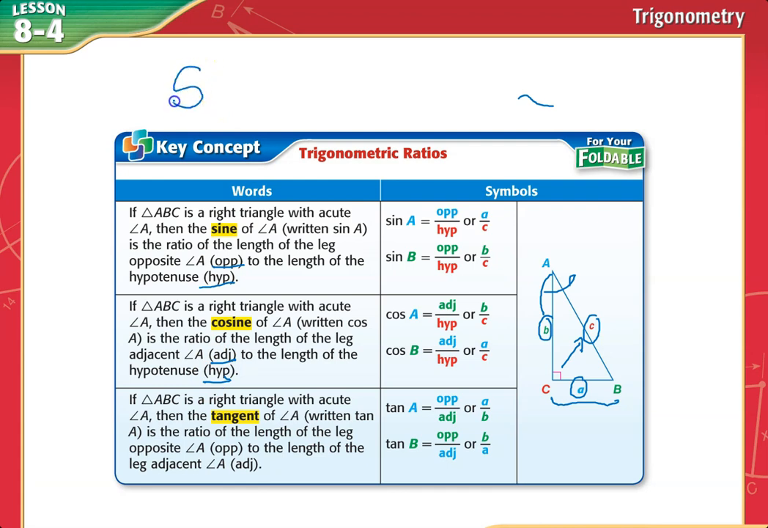So we have sine being the opposite divided by the hypotenuse, and we have cosine, that's a C, as the adjacent side divided by the hypotenuse. And then finally, the tangent ratio. Tangent ratio is the opposite side over the adjacent, so we don't use the hypotenuse. It's going to be the opposite side a divided by the adjacent side b. That would be the tangent of A.